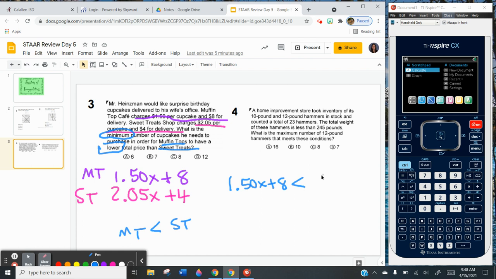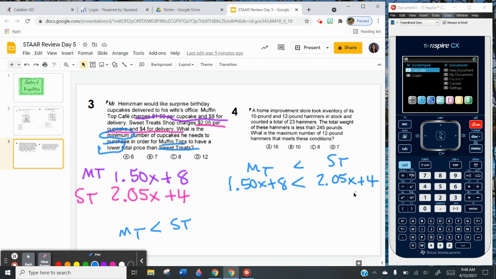When is that going to be less than Sweet Treats, which is 2.05x plus 4? So here I just set up my two inequalities. When is this going to be less than this amount? Muffin Top less than Sweet Treats. So we just have to solve our system of inequalities. We have two inequalities and we just have to solve them.